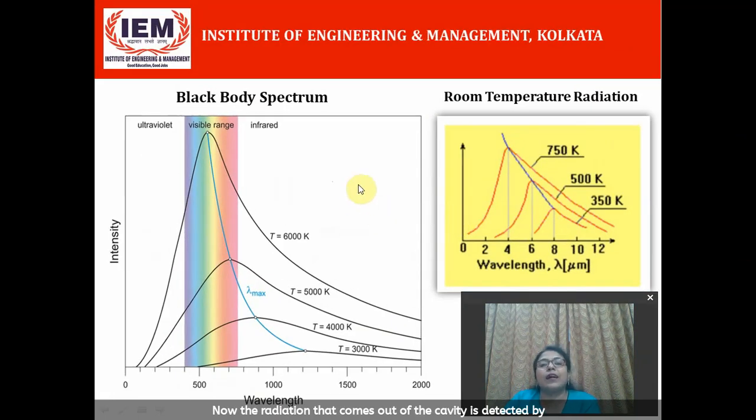The radiation that comes out of the cavity is detected by an infrared spectrometer using a bolometer as a detector, and this is how the black body spectrum will look like. Here we have plotted the intensity versus the wavelength, and you see that you have radiation in the ultraviolet region as well as the infrared region and also in the visible region. But at the very low wavelengths and high wavelengths, the intensity is less, and the intensity is maximum at a particular wavelength. And this is how the room temperature radiation will look like.